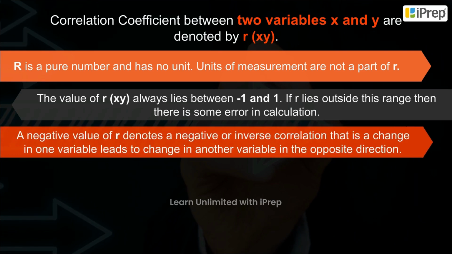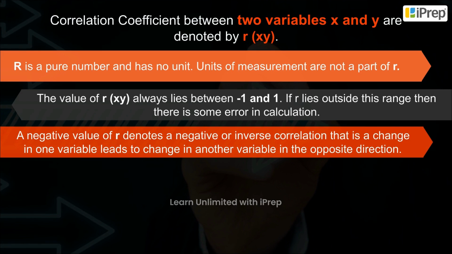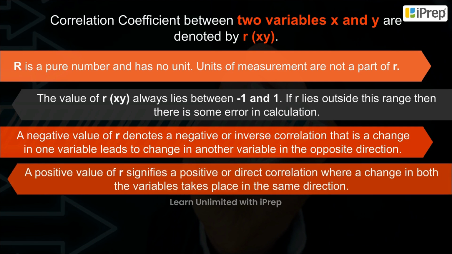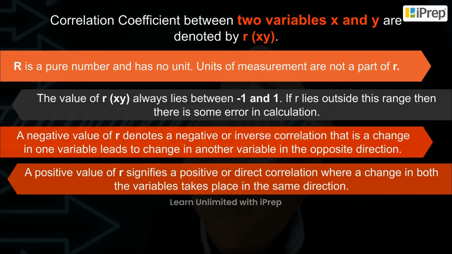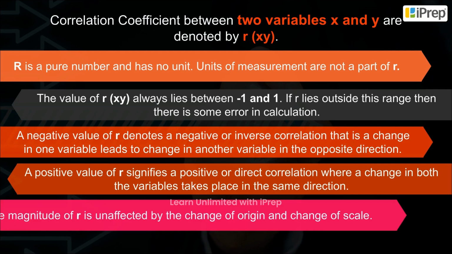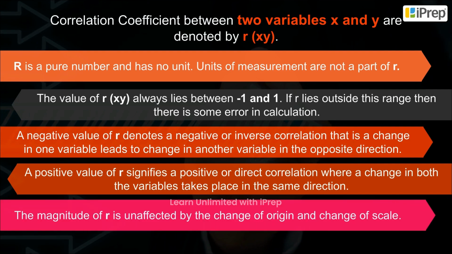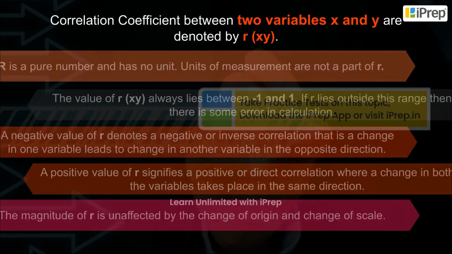A negative value of R denotes a negative or inverse correlation. That is, a change in one variable leads to a change in the other variable in the opposite direction. A positive value of R signifies a positive or direct correlation, where a change in both the variables takes place in the same direction. The magnitude of R is unaffected by the change of origin and change of scale.